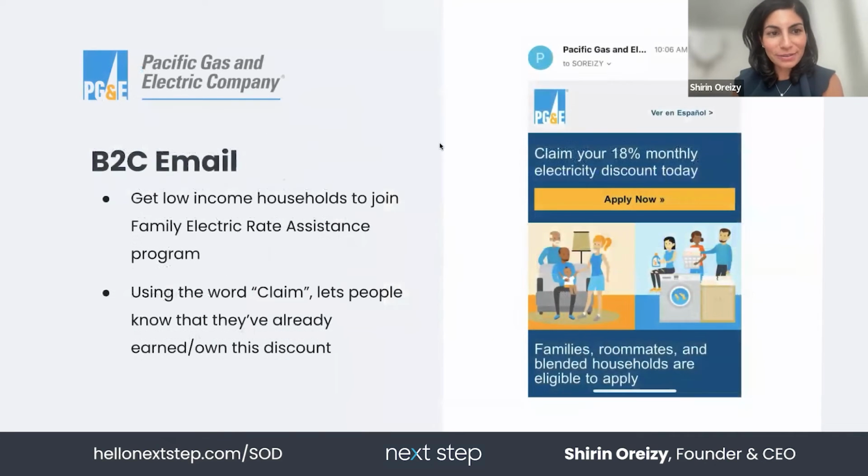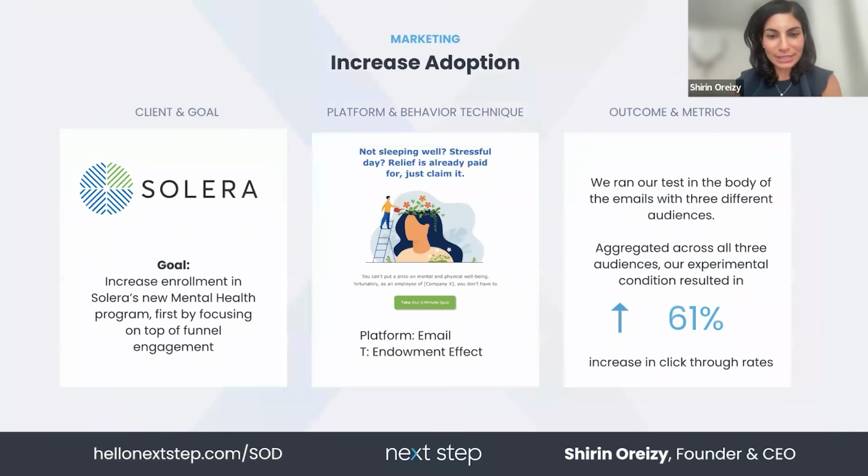Some more examples of the endowment effect. I really like this one. This is for a gas and electric company based in California, and they're trying to get low-income households to join their family electric rate assistance program. What you notice here is that they use the word claim as opposed to sign up. And what claim does is it inherently gets us to think that we already own a benefit. So we're basically saying, come and claim this discount or this benefit, and we're saying you already own it. You're just not using it. This is a clever use of the endowment effect.